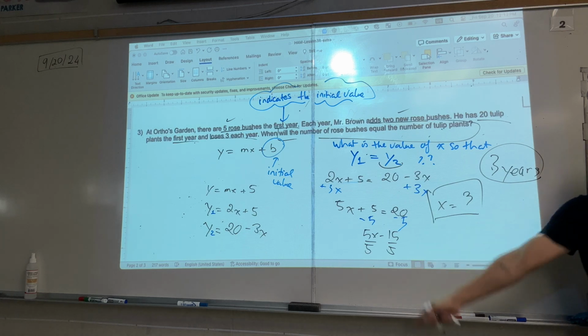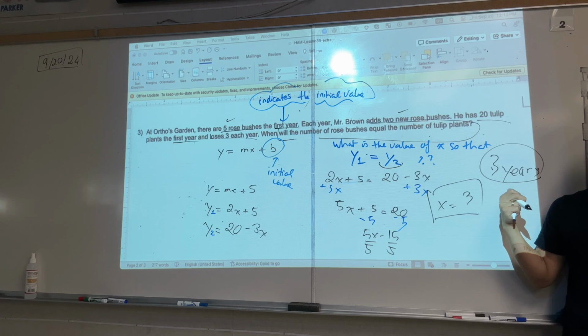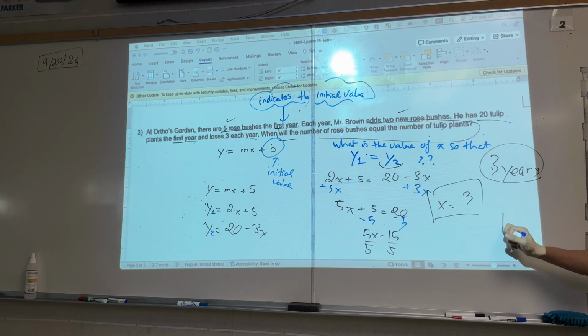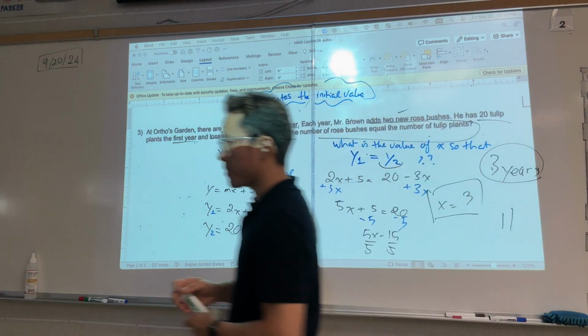If you go beyond the question, what is the number of roses and tulips after 3 years? Now you're going to plug it in. What is the y value? 11. That means after 3 years, there will be 11 roses and there will be 11 tulips. Make sense? So that's how you're going to tackle the real life problem.